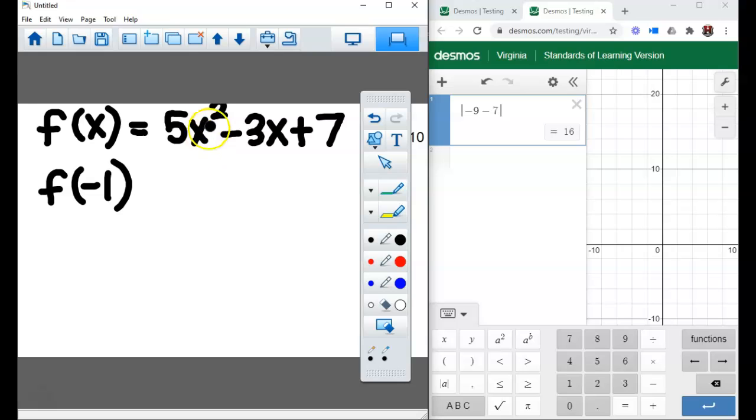I have 5x squared. That x is being raised to a power, so it needs parentheses. So it's going to be 5, parentheses, x, squared, just like that. Wrap that x in parentheses. All right, then I see minus 3x, so that's minus 3 times x. I'm going to need parentheses there because of the multiplying that I see. And then my plus 7.